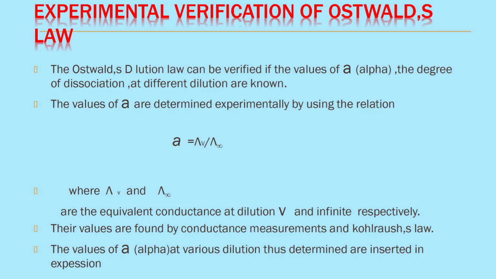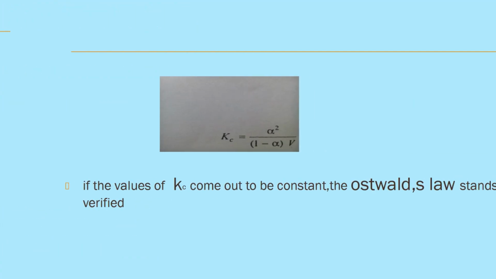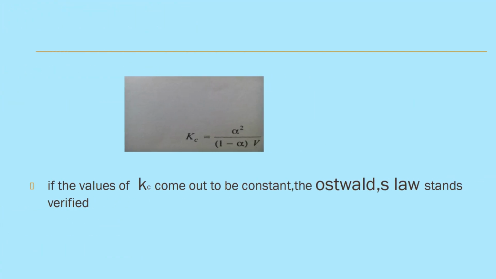Once we determine the values of alpha at various dilutions, we plug them into the equilibrium expression for the dissociation constant. As we continue, let's understand what confirms the law. If the calculated values of the equilibrium constant, K_C, come out to be constant across different dilutions, then Ostwald's law stands verified. A constant K_C is the key signature we look for.